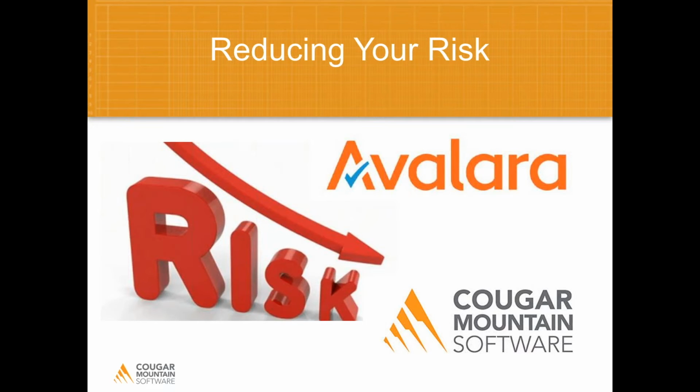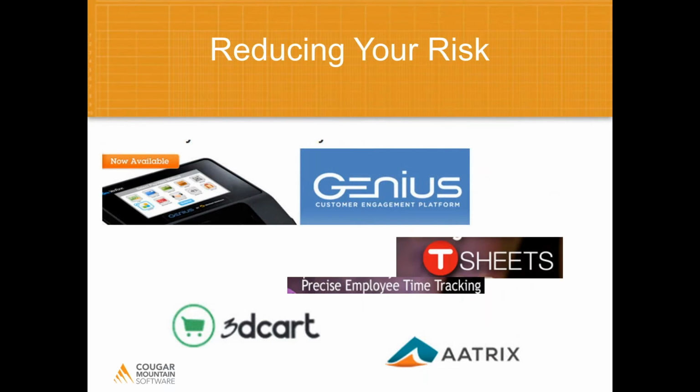So if you need more information on that, give us a call. Contact your account representative here at Cougar Mountain, and they can certainly give you the details on how that works. And some of the other third-party options that we have, we talked about T-Sheets, Atrix, and the Genius device for credit card processing. That's all fully compatible with Denali's software.